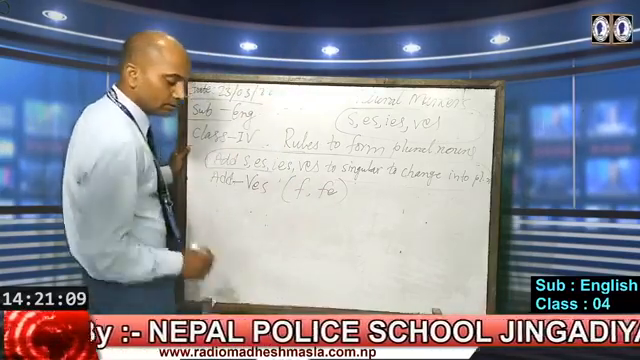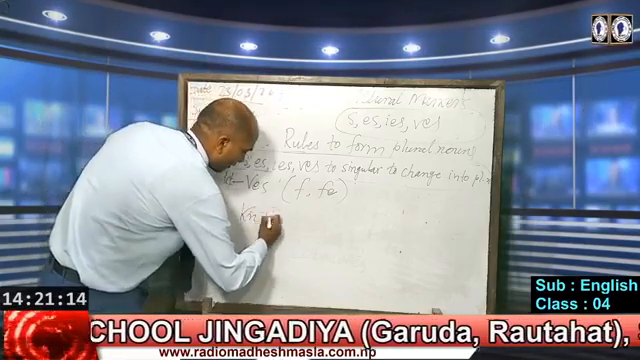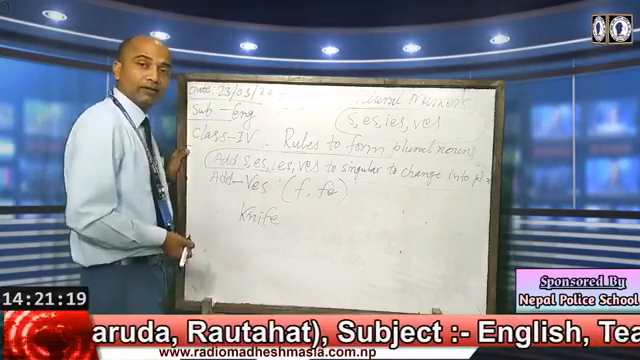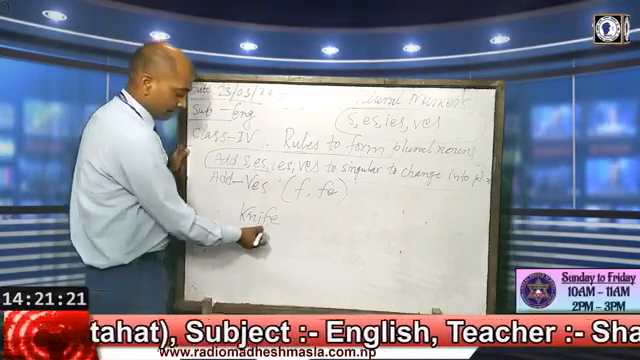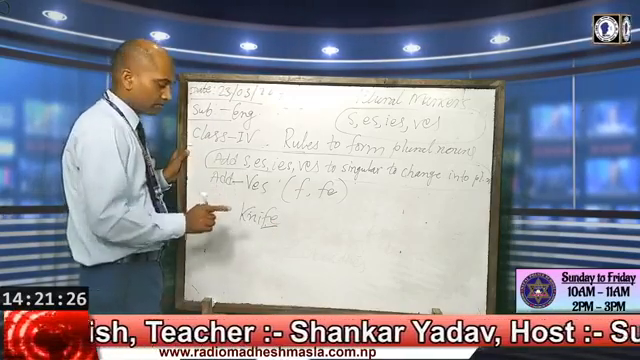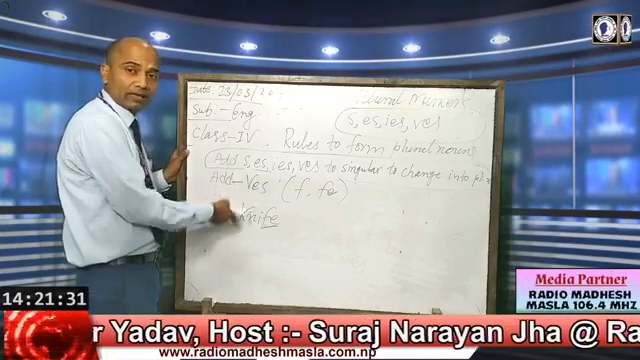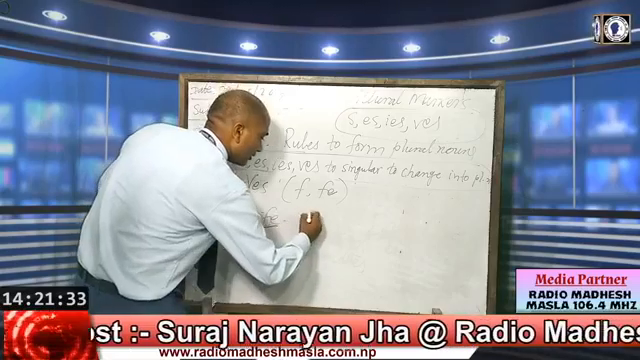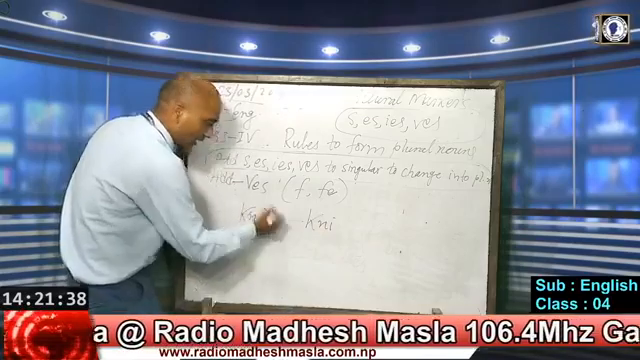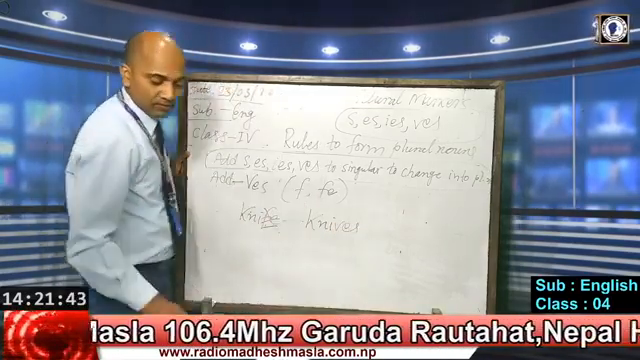For example, knife, that we use in the kitchen. You can see here at the end of the word there is FE. In this case, remove the FE and add the VES. Kni, remove the FE, add the VES: knives.